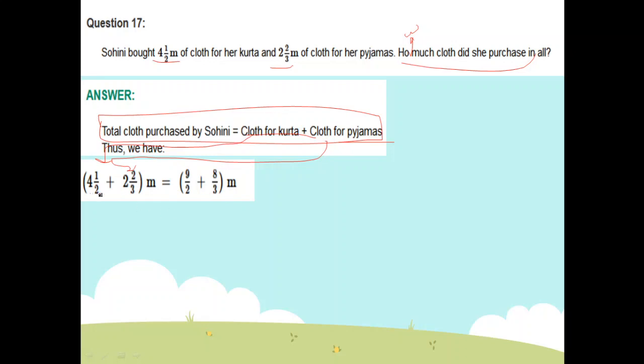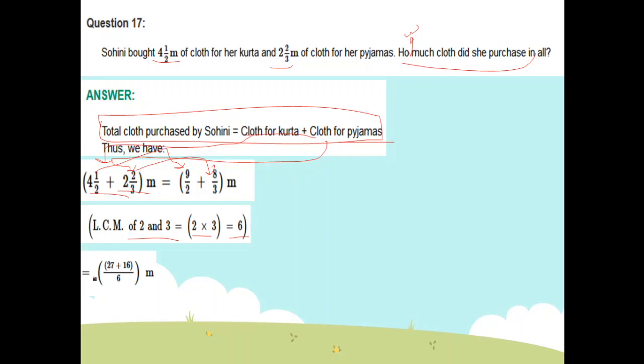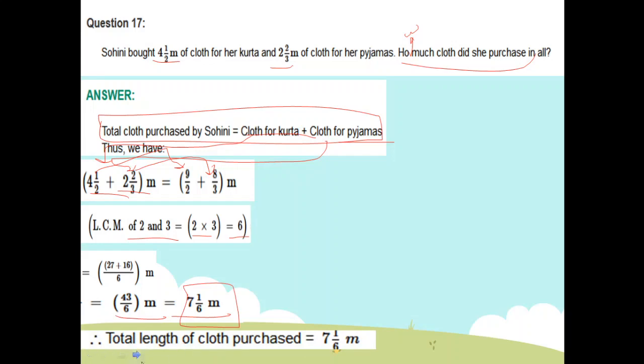4 1 by 2 plus 2 by 3. Here first we convert into improper fractions, 9 upon 2 plus 8 upon 3. And then we take the LCM, the two numbers are prime, so we multiply them and get 6 as the LCM. After that we add 27 plus 16. What is the solution? 43 upon 6 meter. We convert into a mixed fraction, 7 1 upon 6 meter.